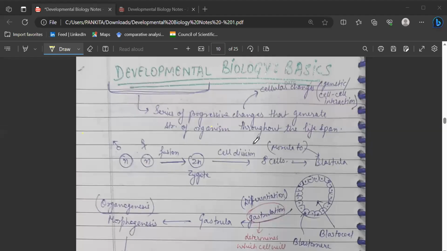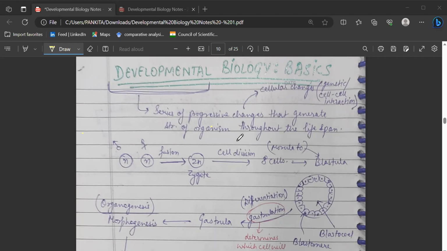So, hi everyone. The topic for today is basics of developmental biology. In this, we'll be studying the basics of developmental biology, wherein what is developmental biology, and what are the different steps involved in the developmental process of an organism throughout its lifetime.